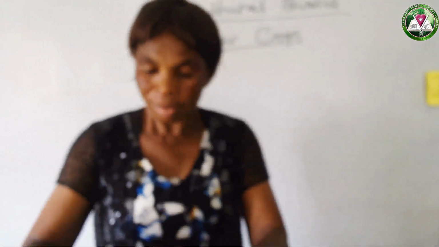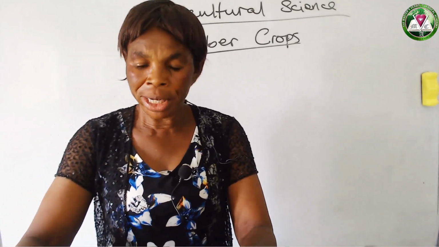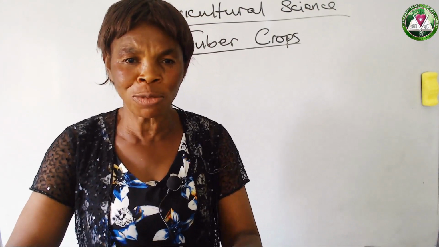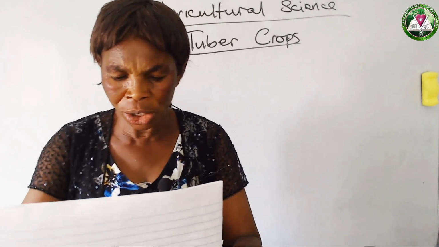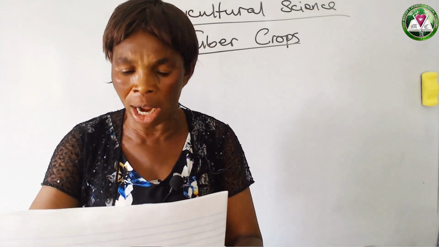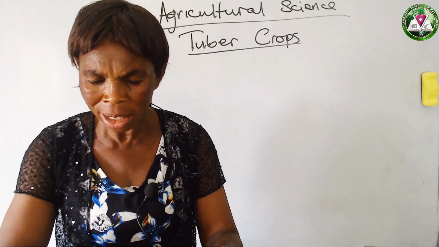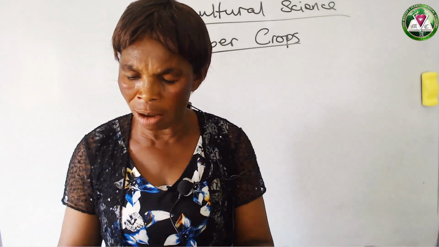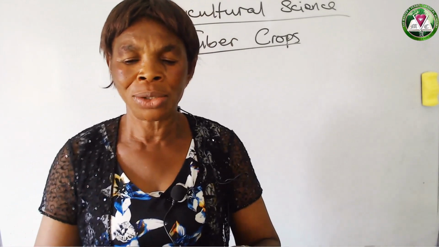Before I continue with today's topic, I want to take you back to what we learned previously. We discussed uses of grain crops. And I know you have not forgotten the uses of grain crops, which include that they serve as food for man and animal. They are used to produce flour. They are also a source of income, and they are used to prepare wine. These are some of the uses of grain crops, which lead us today to the topic, as I have mentioned, tuber crops.